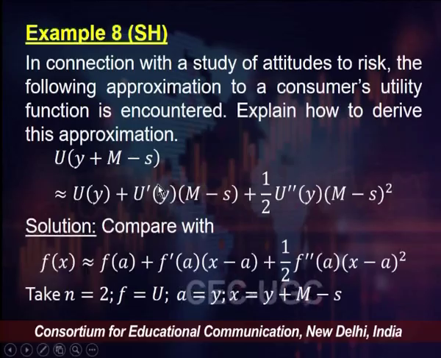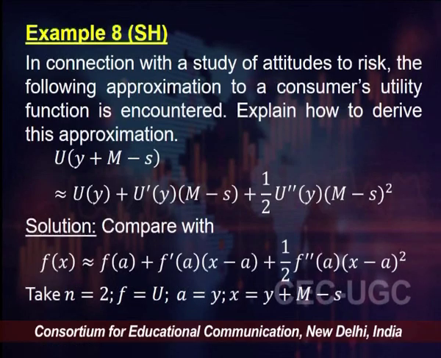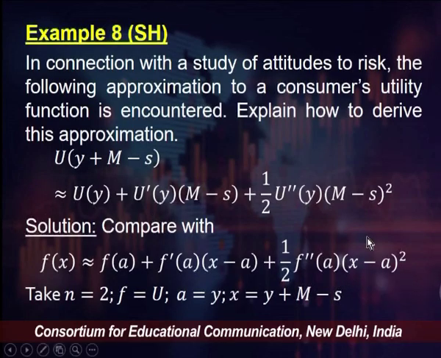U of y plus m minus s is approximately equal to u of y plus u prime at y times m minus s plus half u double prime at y times m minus s the whole squared. Now, you can clearly see here this is a Taylor's polynomial on the right hand side. It is a Taylor's polynomial approximation of order 2. So, n is equal to 2 here. Our function is this function u. Because the derivatives you can see are being evaluated at y, a is equal to y, and this is our x, u of y plus m minus s, so y plus m minus s is x, right.